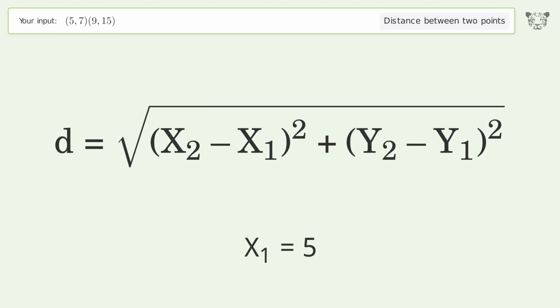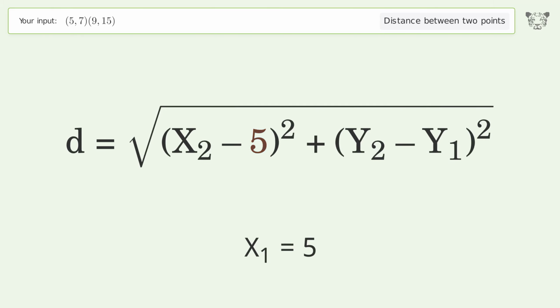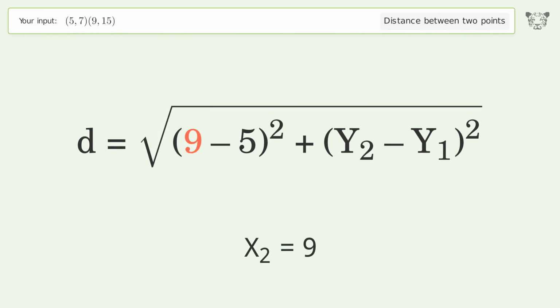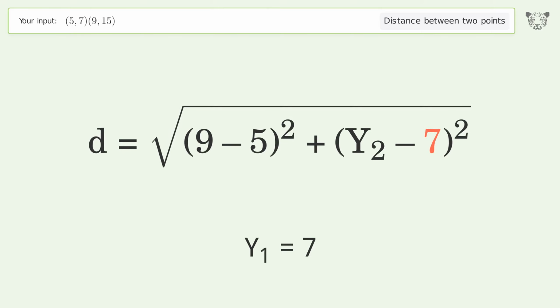x1 equals 5. x2 equals 9. y1 equals 7. y2 equals 15.